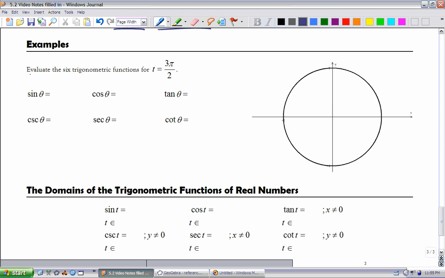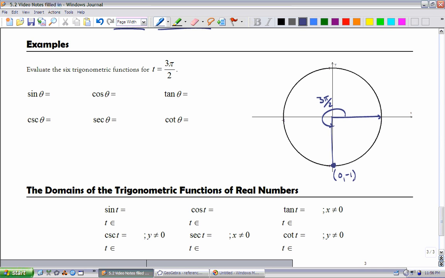Alright, so we want to evaluate the 6 trig functions for t equals 3 pi over 2. Well, first thing we need to understand is 3 pi over 2 is an angle that falls right here. 3 pi over 2 is also 270 degrees. The point on its terminal side on the unit circle is (0, -1).